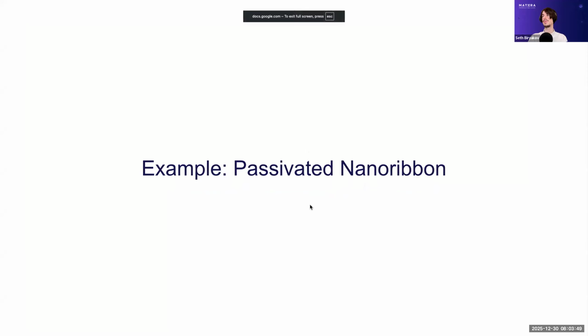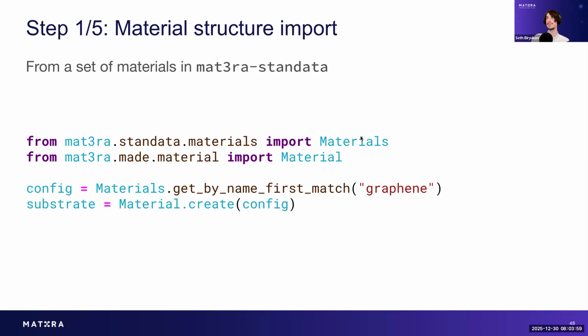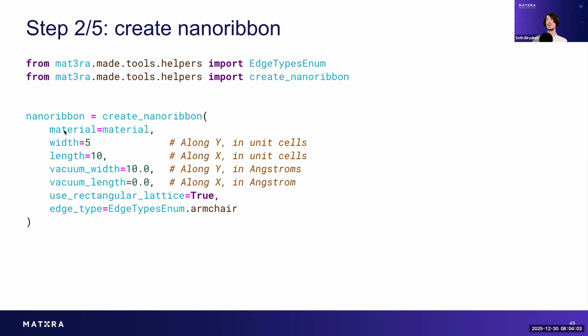Next example is going to be passivation of a nanoribbon, where we need to create a nanoribbon and then passivate the dangling bonds. So we'll import the material, graphene in this case again, and create a nanoribbon, and this was covered in the previous webinar.